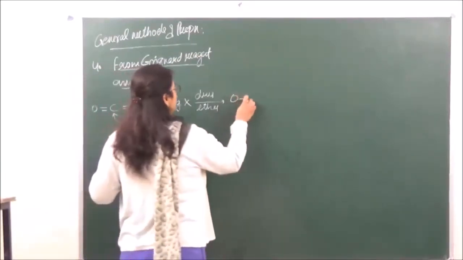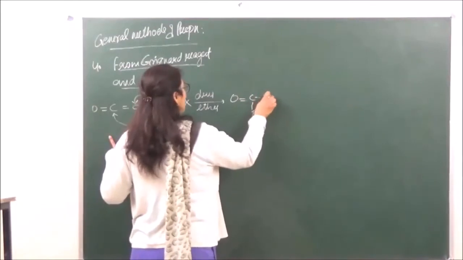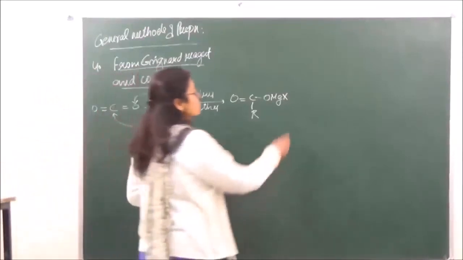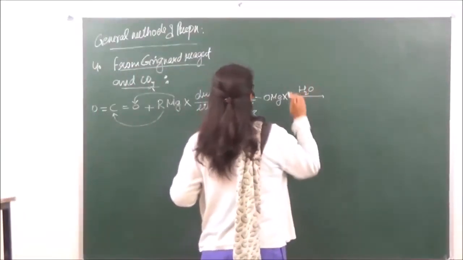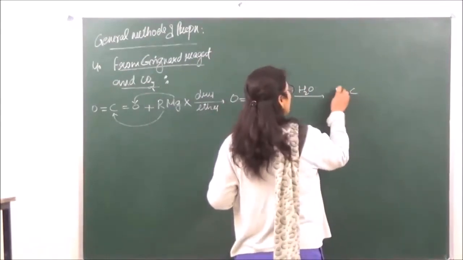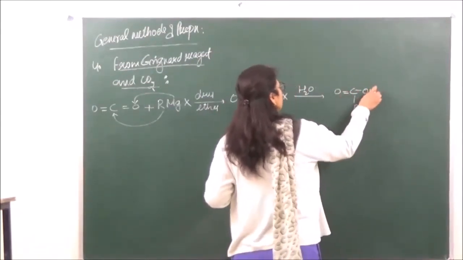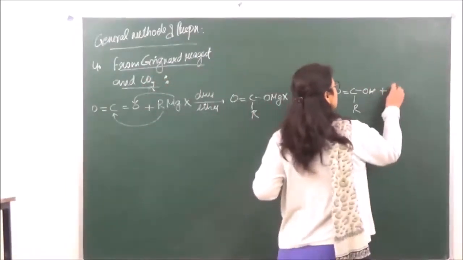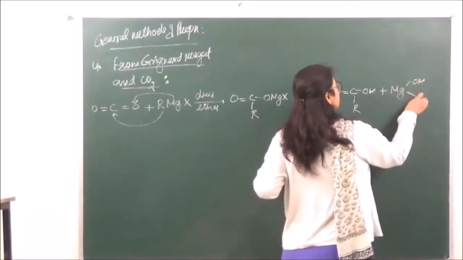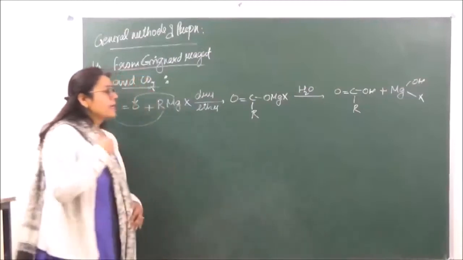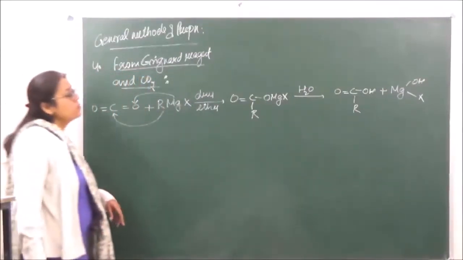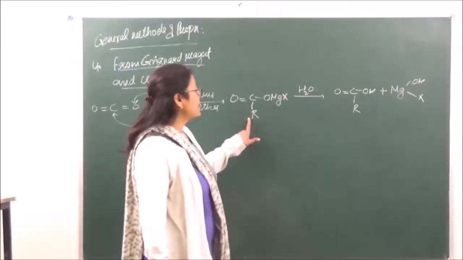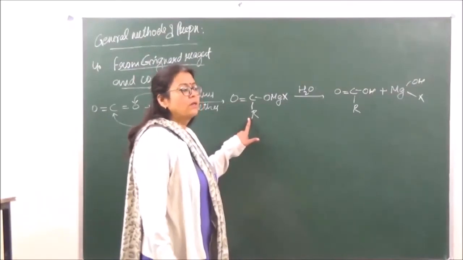So what are we going to get over here? We will get RCOOMgX. Then hydrolysis with H2O gives us C double bond O, R, OH, which is the respective monocarboxylic acid, plus Mg(OH)X. Now in this case, please remember that the number of carbon atoms present in the carboxylic acid will depend upon the alkyl group which is attached to the Grignard reagent.